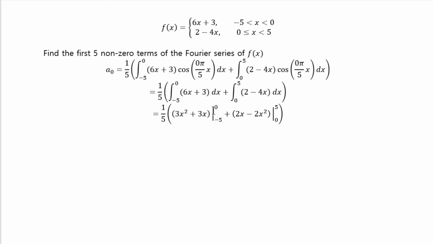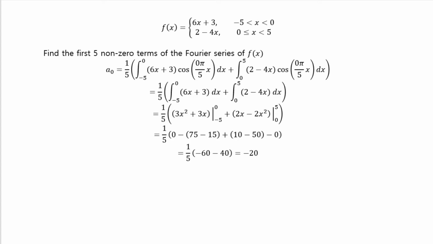And you have to plug in these endpoints and you subtract. So when you plug in 0 it is 0. When you plug in -5, squared is 25 times 3, that's 75. And -5 times 3 is -15. So 75 minus 15 is what you need. But that value has to be subtracted, because this is plugged in minus this plugged in. Same goes here. 5 times 2 is 10. 5 squared is 25 times 2, that's 50. And minus 0. So that's what you get. And simplifying that, you see that the value of a0 is -20.